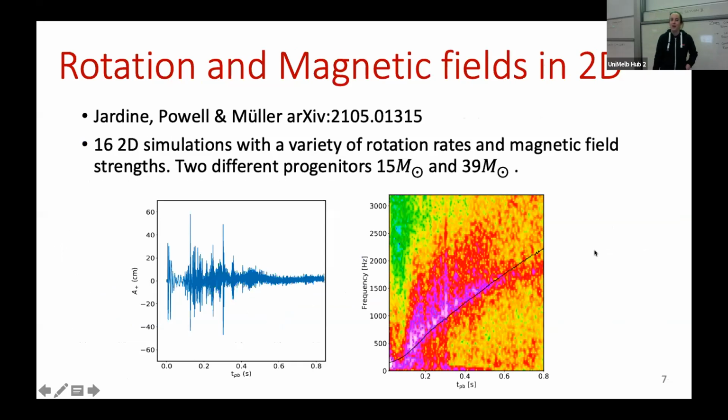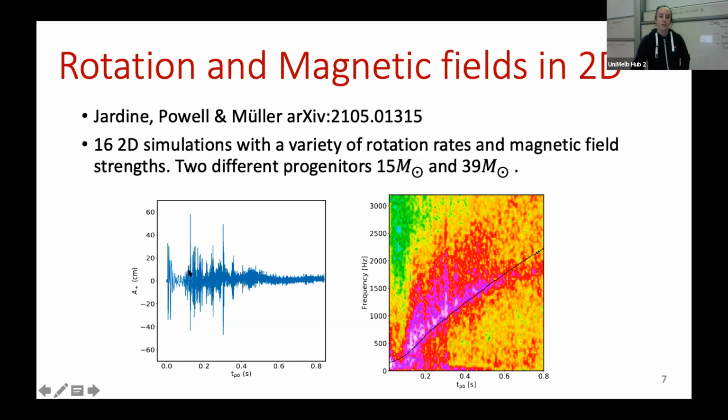So next we want to include magnetic fields as well as rotation. And the first step to doing this was to do it in 2D. So we have this paper by Ryland Jade, who was an honors student at Monash, and he did 16 two-dimensional simulations with a variety of rotation rates and magnetic field strengths using a 15 solar mass model and a 39 solar mass model. I've just pulled out one of his gravitational wave signals as an example.